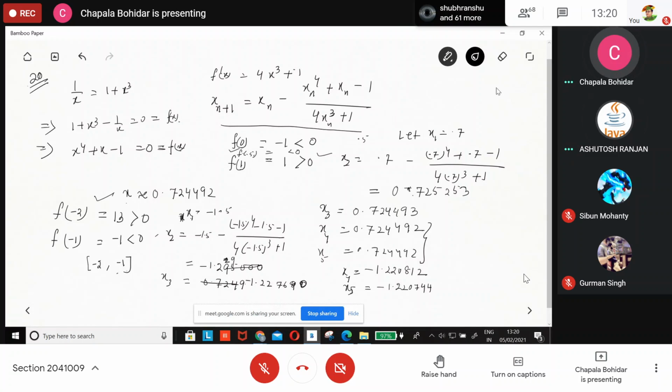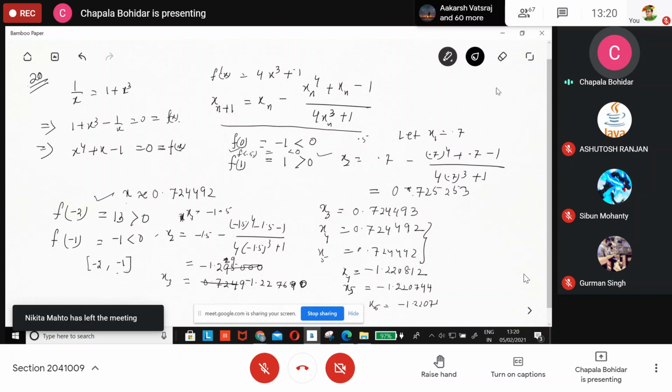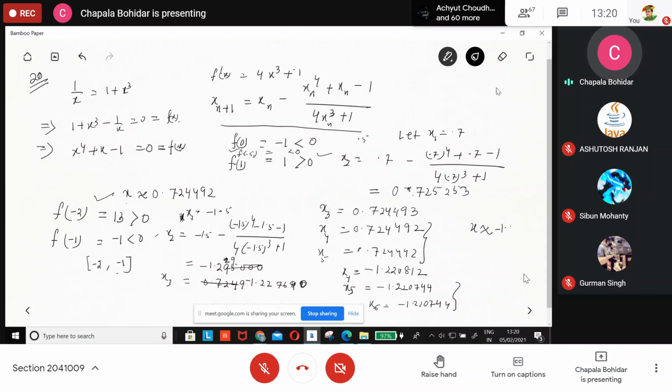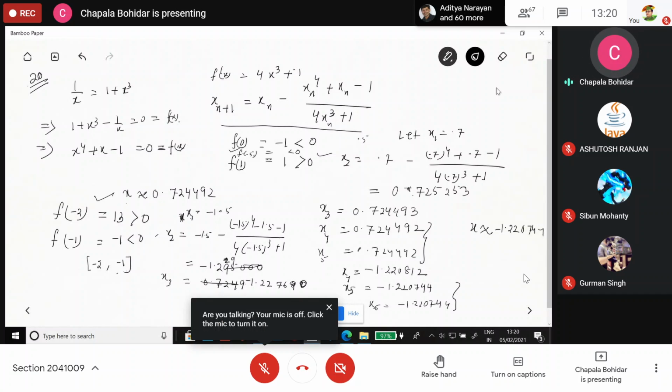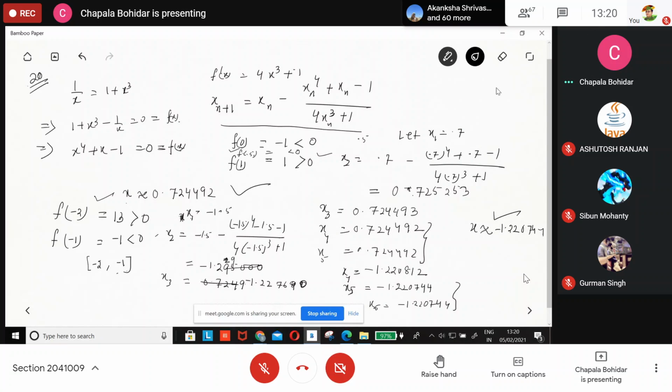Yes, ma'am, 744. And X6 also you are getting minus 1.220744. So here on this interval, the other root is x approximately equal to minus 1.220744. So we got here two roots. The question is asking find all roots, so we write down here two real roots, that is this one and this one. Okay?